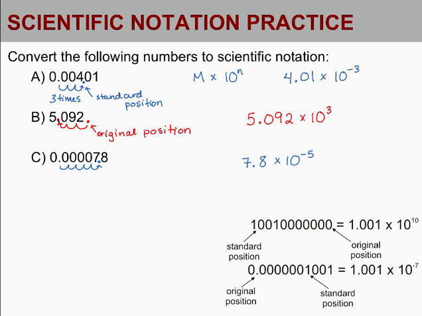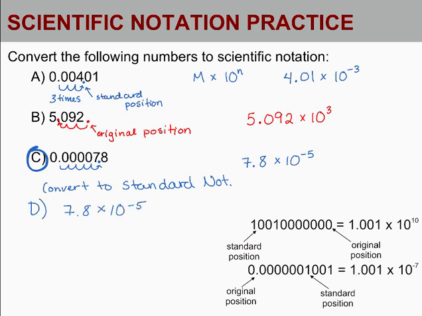Okay, so what if we wanted to go in the reverse direction? So let's focus on C here. And I'm just going to put a D down here. So we're going to convert to standard notation. Or you could also just think of this as a regular number. So let's say we were given 7.8 times 10 to the negative fifth. And you had to figure out how this would be written in decimal form.